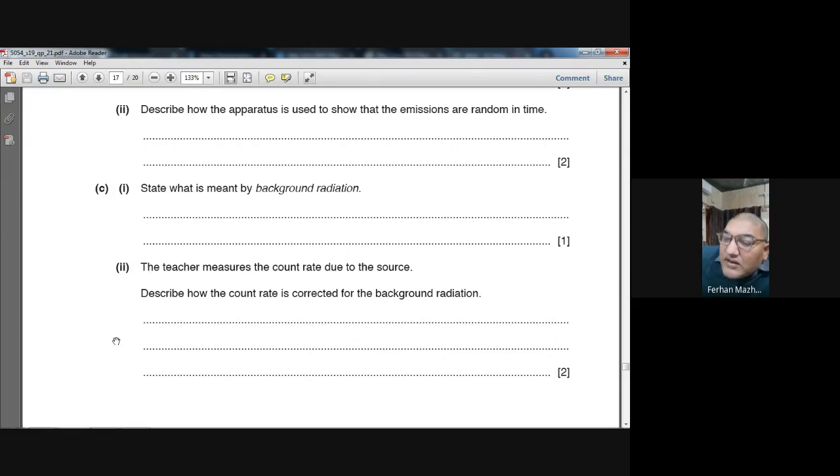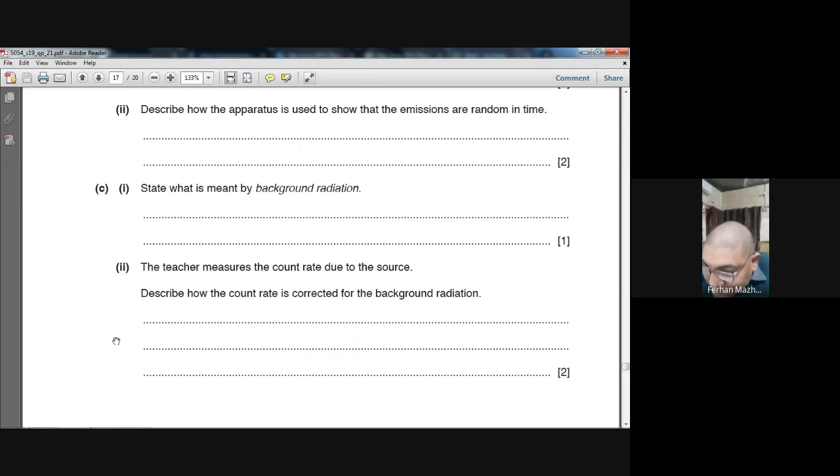Another way of saying this is that without putting the sample in front of the GM tube, for example, you have not put the radioactive sample in front of the GM tube, you just open the GM tube in the open air and take a measurement. The GM tube will give you a reading of radiation, which means that without the sample, there is radiation present in the atmosphere. That radiation is called background radiation.